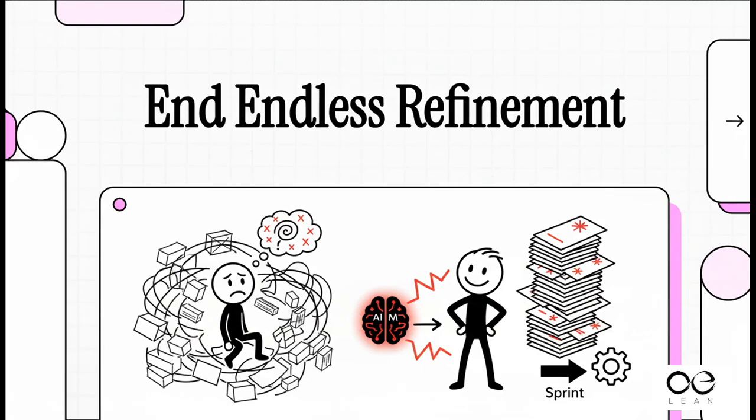Let's talk about one of the biggest time wasters in Agile, the refinement meeting that never, ever ends. We're going to show you how to break that cycle for good using a little AI magic to get a backlog that's actually ready for your sprint.